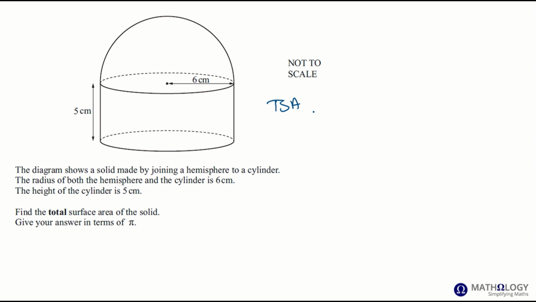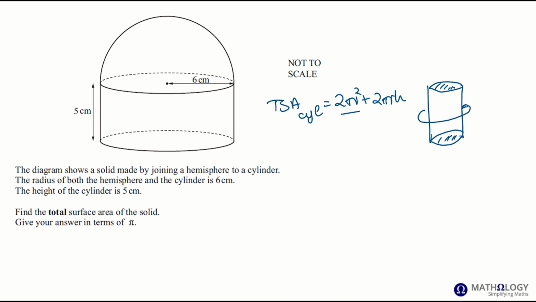Total surface area, we'll start with the cylinder, is given by 2 pi r squared plus 2 pi rh. This is for a cylinder, all surfaces visible. So by visible, again, pretend that we are painting a cylinder. We would paint the top circular section and the bottom circular section, each of which has an area of pi r squared. So that's the 2 pi r squared that we see there. The 2 pi rh is the area of that curved section.